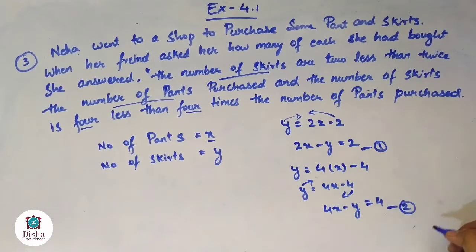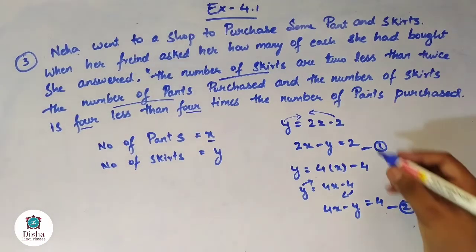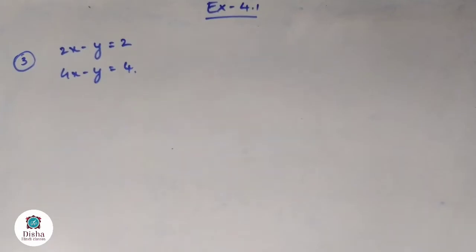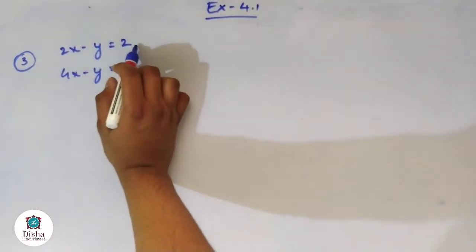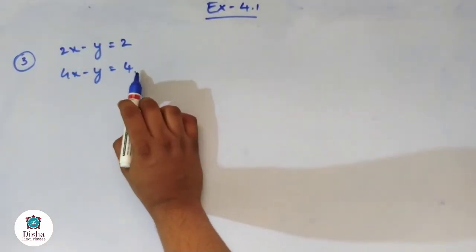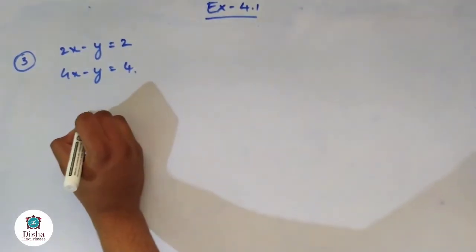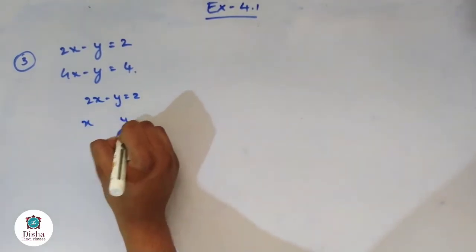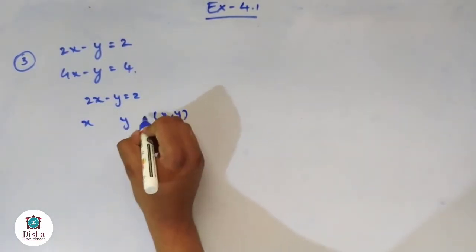This is the second equation. So now we have to solve these two equations and then we will get an intersecting point on the graph. That is the number of pants and skirts. So let us solve that. I'm lacking the space here. So here we have 2x minus y equals 2, 4x minus y equals 4, right? So now first 2x minus y equals 2, x, y, x comma y.